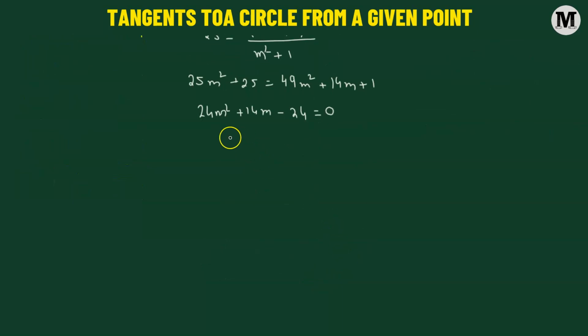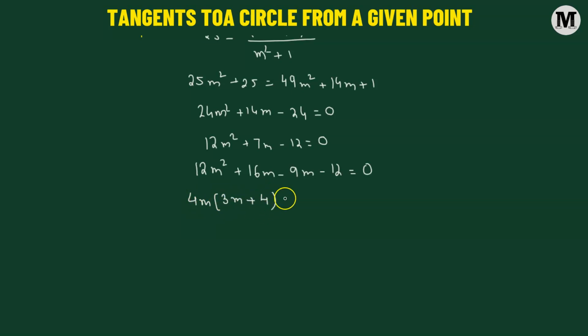We can factor out 2 from each of the terms to get 12m squared plus 7m minus 12 equals to 0. Now to solve this quadratic equation, we can split the middle term. So we have 12m squared plus 16m minus 9m minus 12 equals to 0. So here we will take 4m as the common factor. So we have 4m multiplied to 3m plus 4. And from the third and the fourth term, we're going to take -3 as the common factor. So we have -3 multiplied to 3m plus 4 equals to 0.